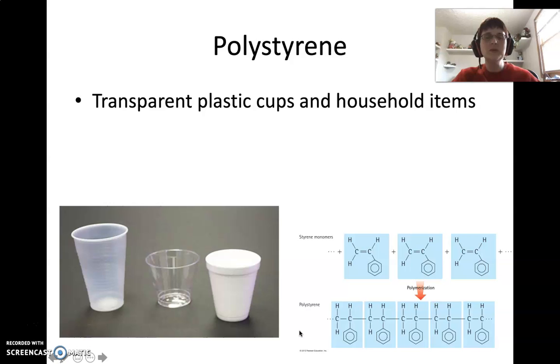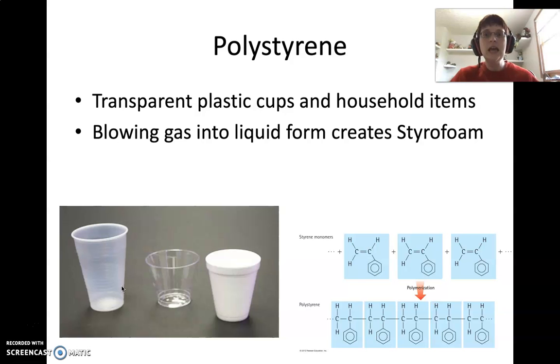What's interesting is what we can do with polystyrene. So polystyrene can be made into these types of clear kinds of plastic, these kind of transparent plastic cups and household items. However, if you take and blow gas into the liquid form of polystyrene, this is how you get styrofoam. So all three of these glasses are actually made out of polystyrene polymer, but the difference is the blowing the gas into it while it's forming gets you this poofy styrofoam.